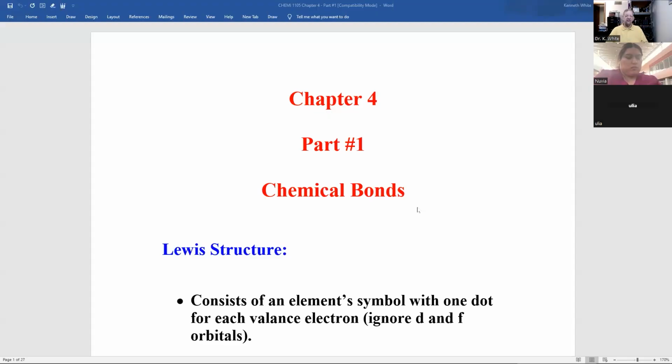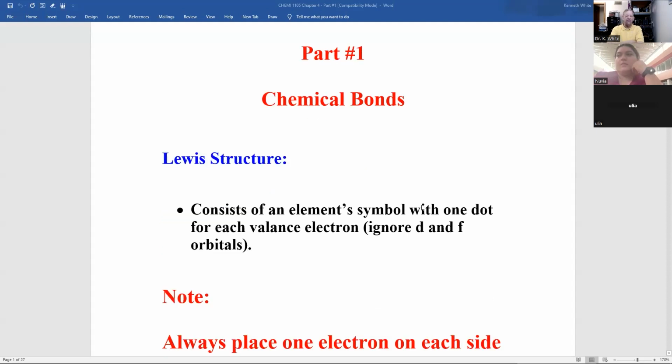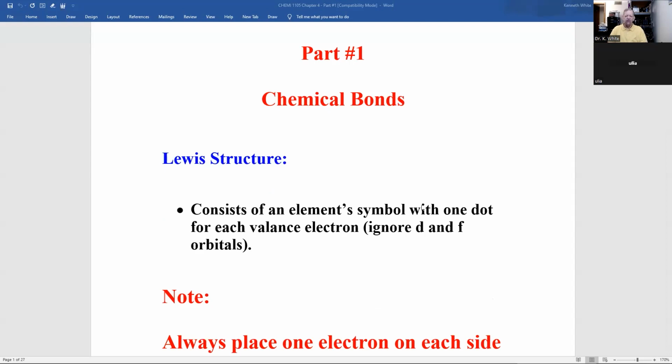And let's look at Chapter 4, Part 1, Chemical Bonds. And the first thing we'll talk about is the Lewis structure. Sometimes some books call it dots, valence dot structures. I like to give credit to Dr. Lewis, who came up with this concept. What is a Lewis structure? It consists of an element symbol with one dot for each valence electron.